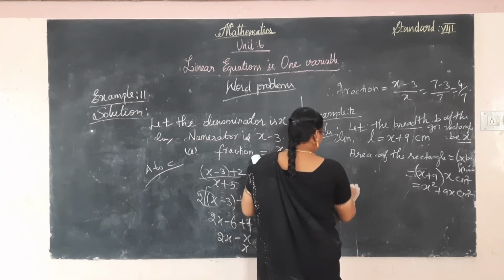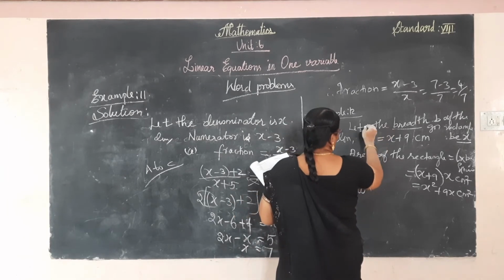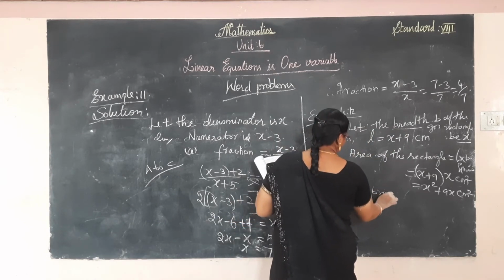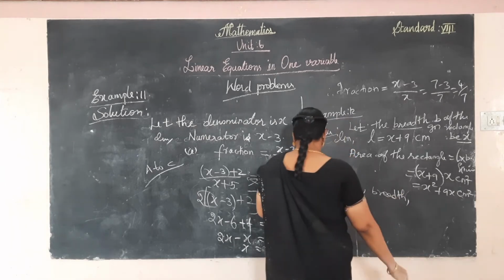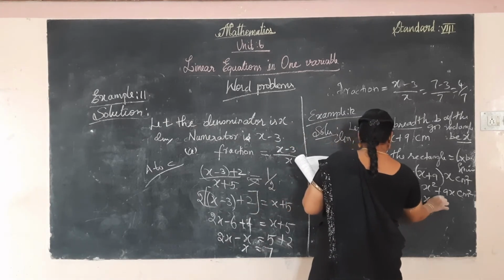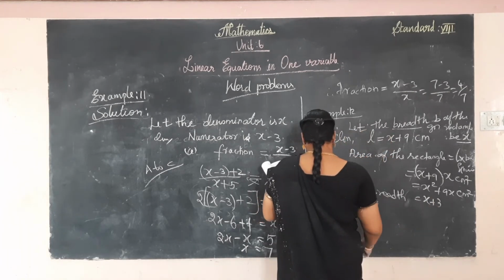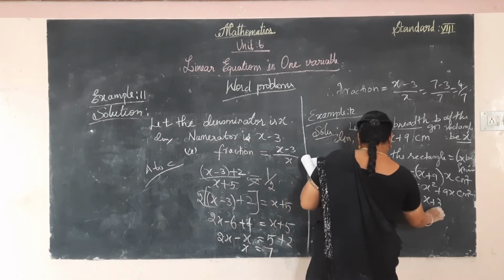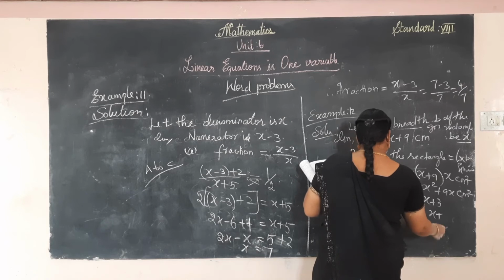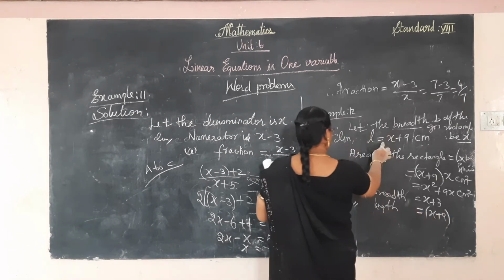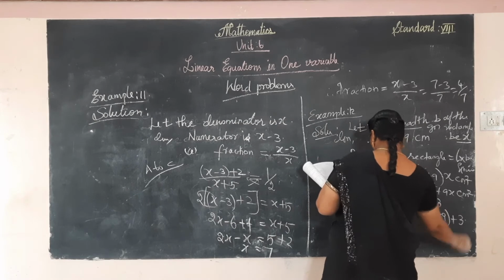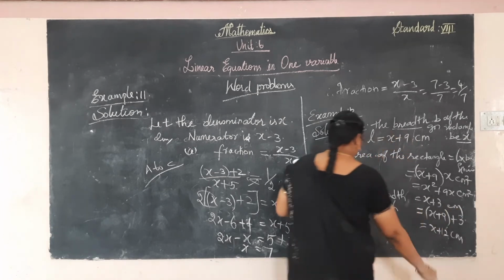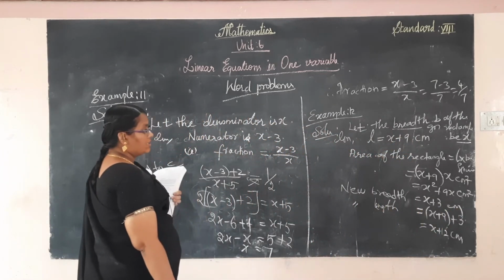Now the new breadth. The original breadth we have considered is x. The new breadth is equal to x plus 3, and the new length is equal to x plus 9 plus 3. So that is x plus 12 centimeter.